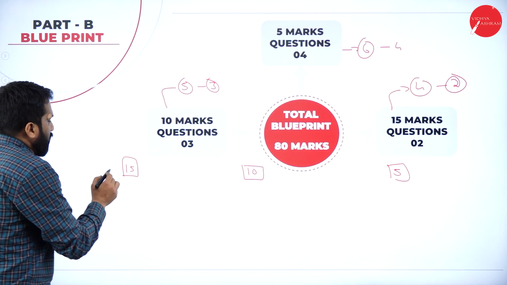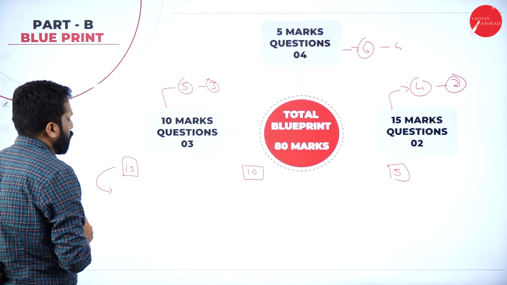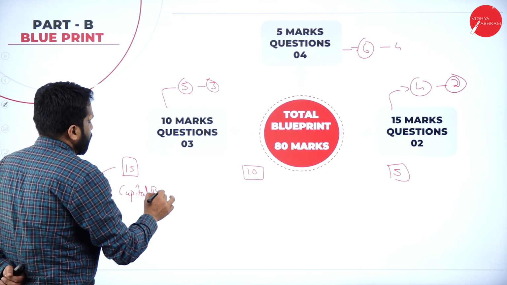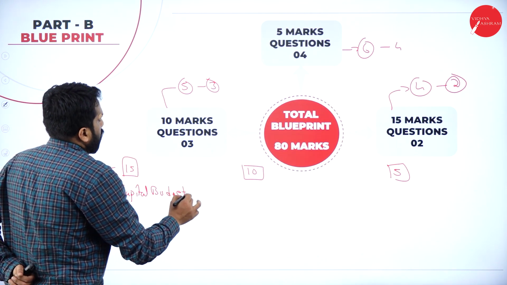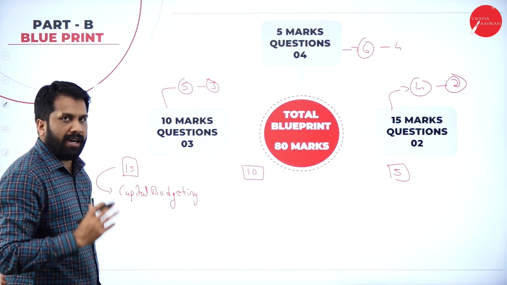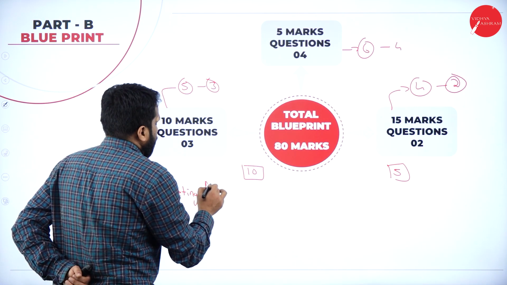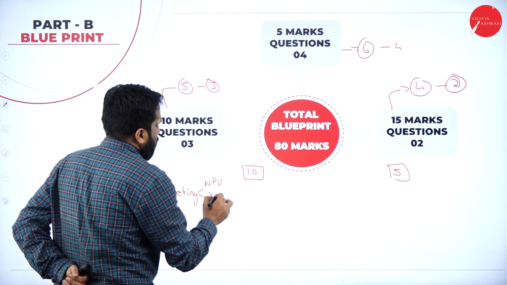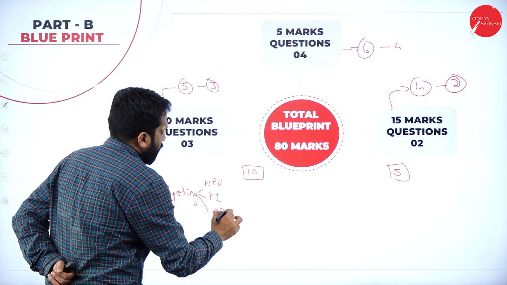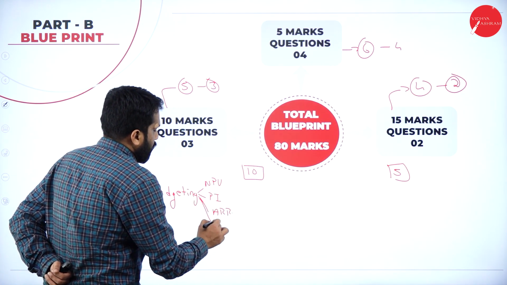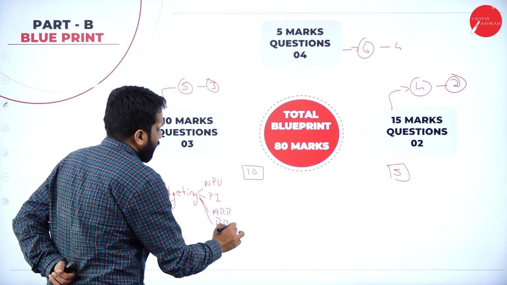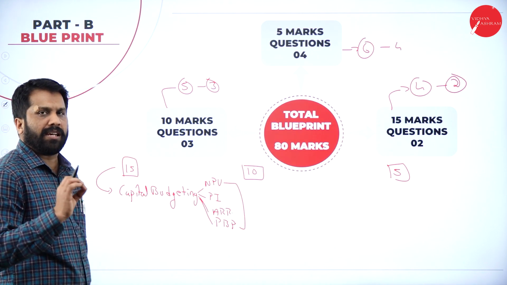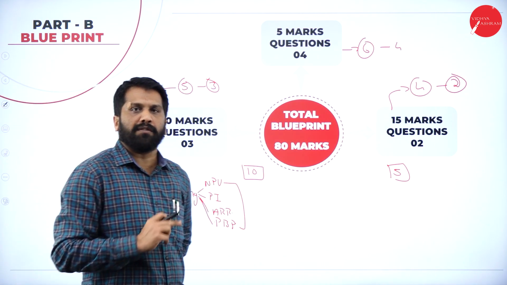Now, for your 15 marks, remember you have to prepare well with capital budgeting. So what is capital budgeting? Under capital budgeting, you will get NPV, net present value, and profitability index, ARR, and you have payback period. This we call capital budgeting. Compulsory question for your examination for 15 mark.